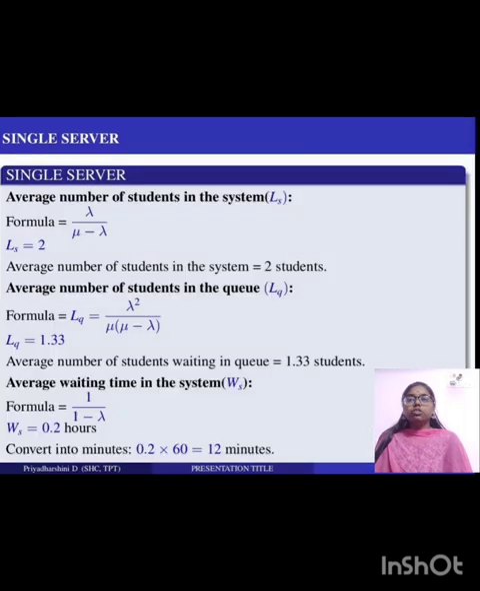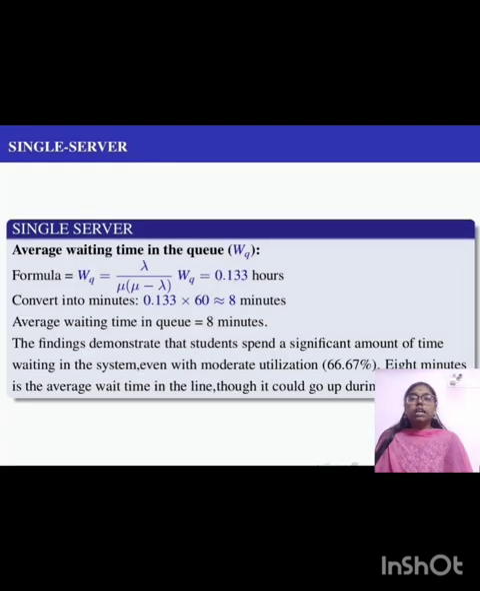And next, the average number of students in the system, LS, is equal to 2. The average number of students in the system is 2, and the average number of students in the queue or line is 1.33. The average waiting time of a student in the system is 0.2 hours. We have to convert into minutes, so 0.2 times 60 is equal to 12 minutes. And next we go to the average waiting time in the queue. WQ is equal to 0.133 hours. We convert into minutes, times 60, approximately 8 minutes.